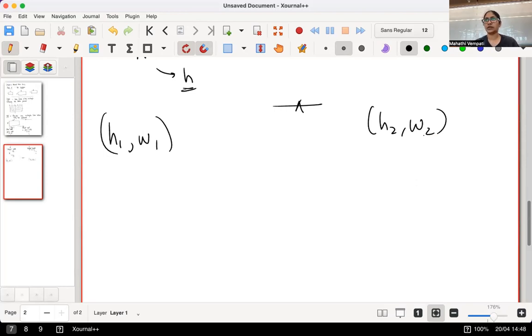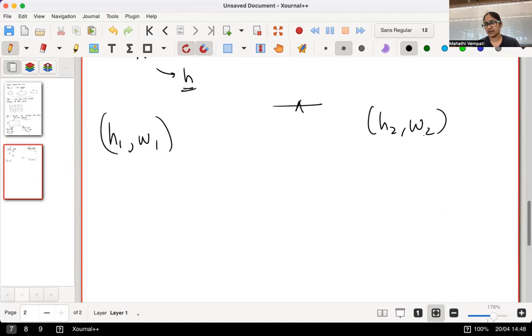Now, all you need to do is check whether these could have been possible. There was some cutting that could have taken this H1 W1 to the pieces they give you, and some cutting that could possibly take this H2 W2 to the pieces they give you. Okay. So how do we do that?